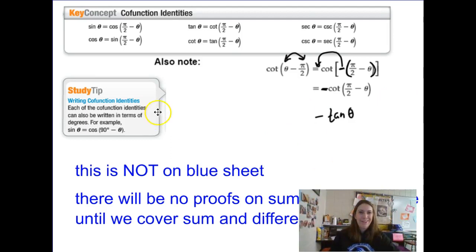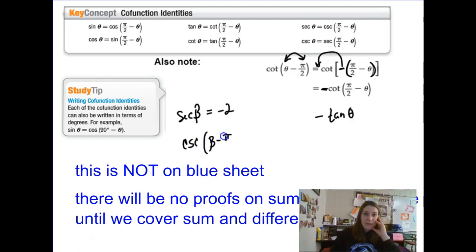It says the secant of beta, I use beta just for fun here, is -2, and they want you to find the cosecant. So it does have that co-relationship. The problem here, they want not cosecant of beta, back up. They want the cosecant of beta minus pi over 2. So this is the same issue that we had in this example here, where it's backwards.